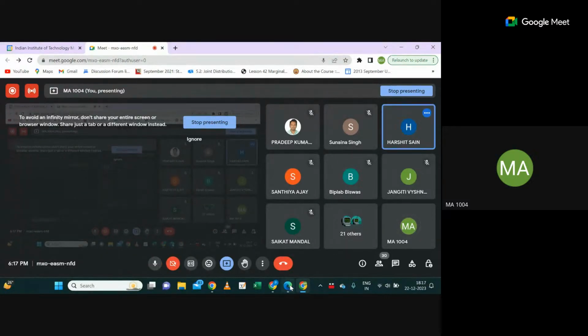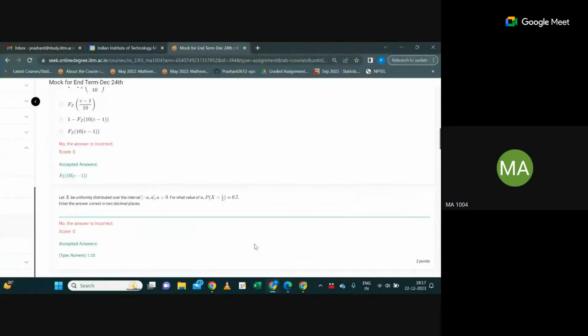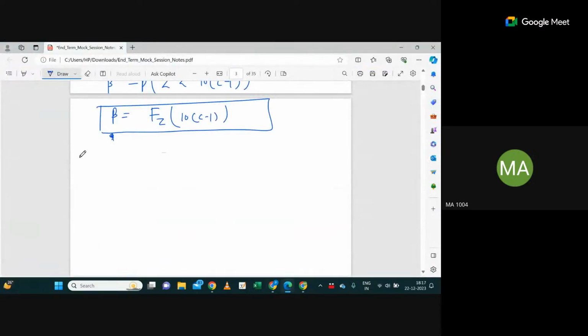So, what's the question? It's uniform from minus a to a, and we have to find the value of a such that probability x less than half equals 0.7. Okay, so we have given x follows uniform minus a to a, right? For a greater than 0, we have to find the value of a for which probability x less than half equals 0.7. Now tell me, how should you approach?